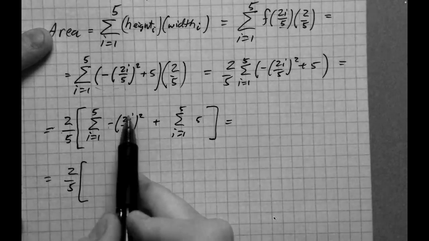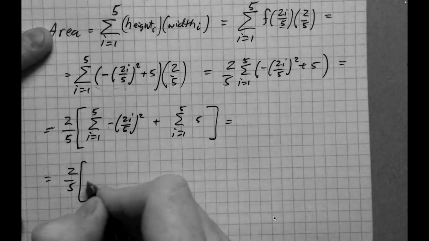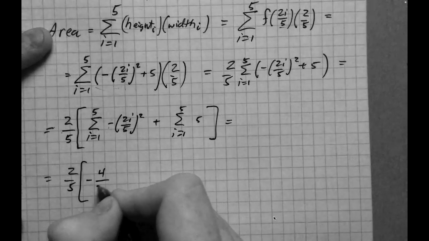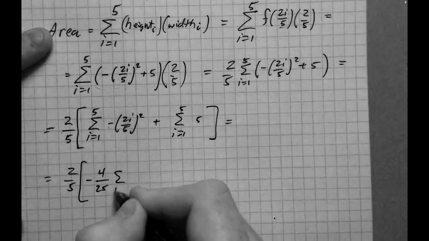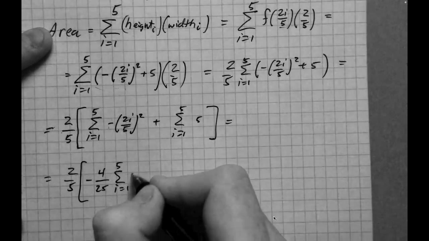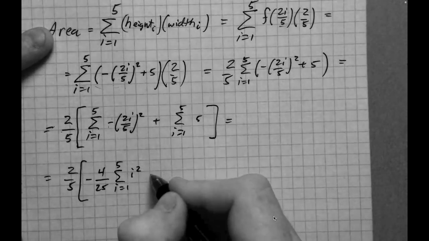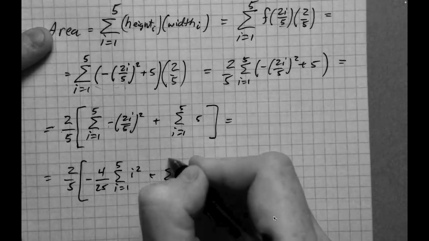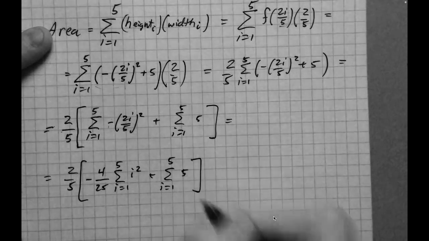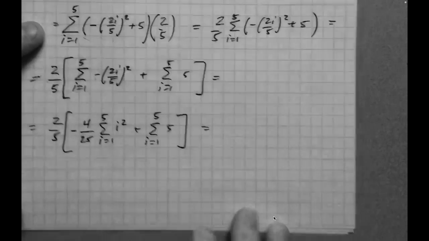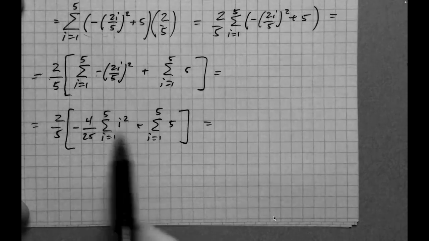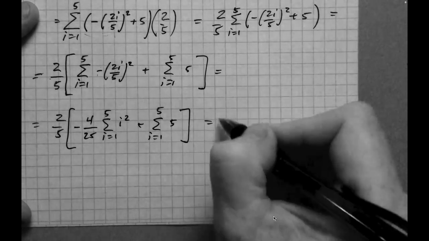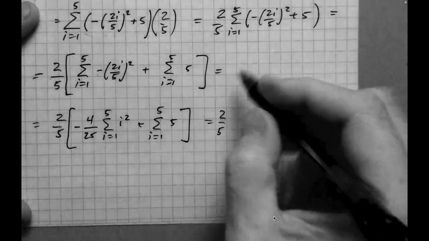And you could pull out the 2/5 squared, so it'd be negative 4/25. And then the sum from i equals 1 to 5 of i squared plus the sum from i equals 1 to 5 of 5. I think you're probably seeing, hey, here's the sum of i squared, here's the sum of a constant, and so we could get all of these values out here.